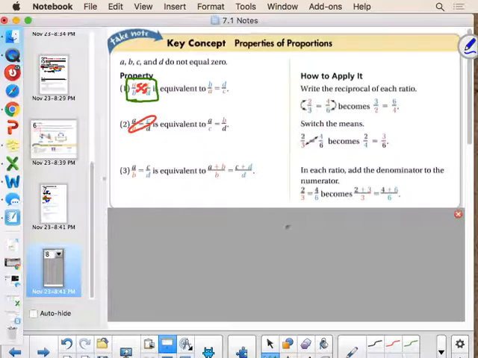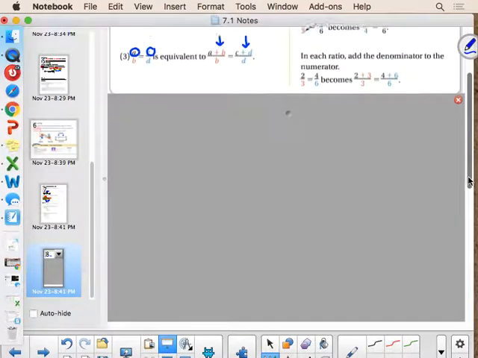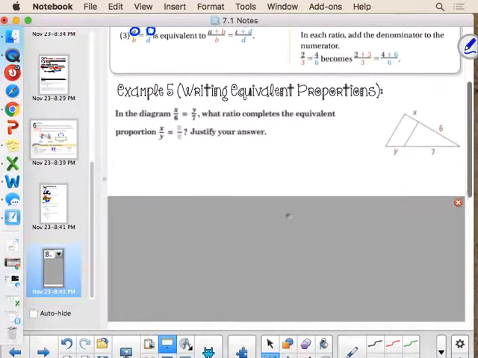Alright, the last property we need to talk about. Remember my core proportion, A over B equals C over D. In the first fraction, if I add the numerator to its denominator, that is the same thing as the other fraction adding its denominator onto the numerator. So notice, A plus B over B is the same thing as C plus D over D. These are our properties of proportions. Now let's utilize them.